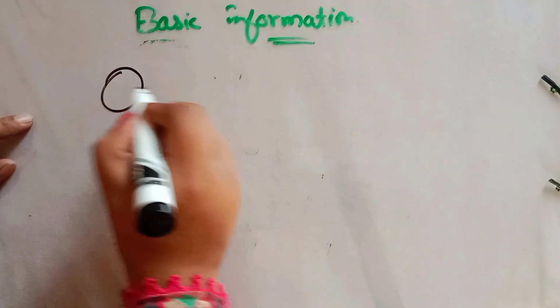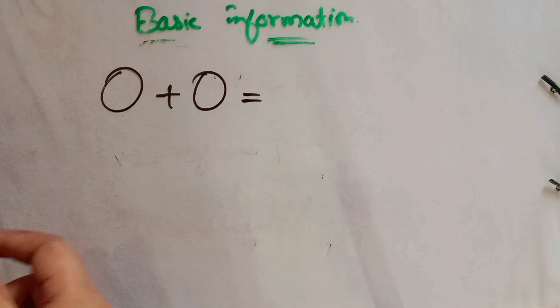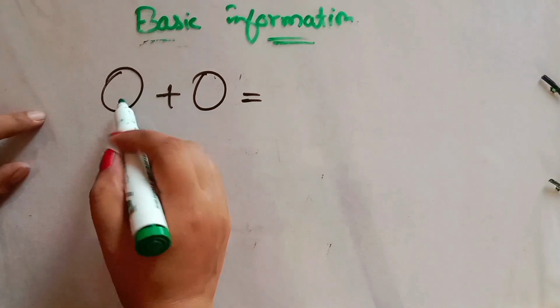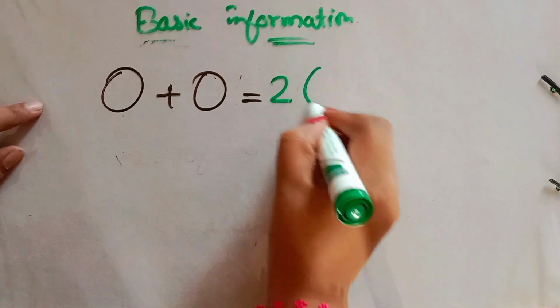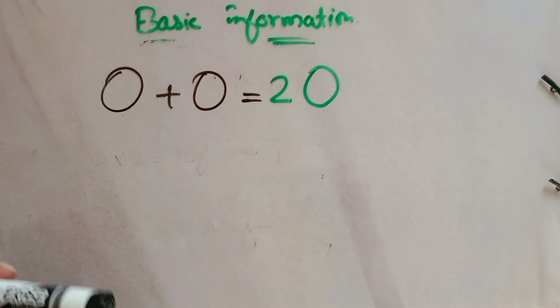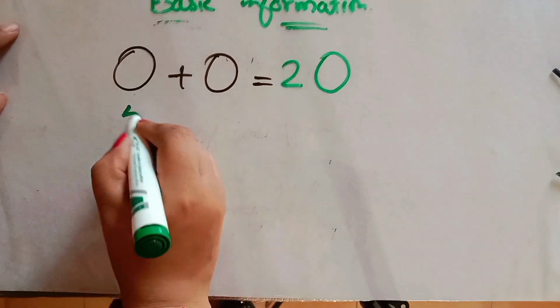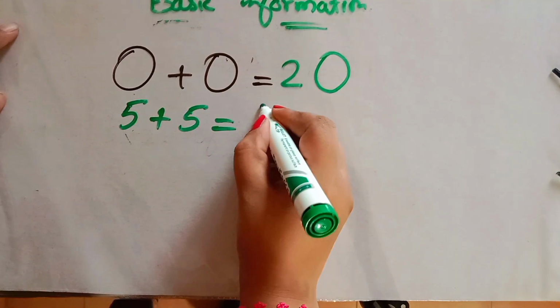So guys, what about these? These are two circles. What will be the result if we add these circles? 1 circle plus 1 circle equals 2 circles. That is not difficult. If we take the value of a circle as 5, then 5 plus 5 will be 10.